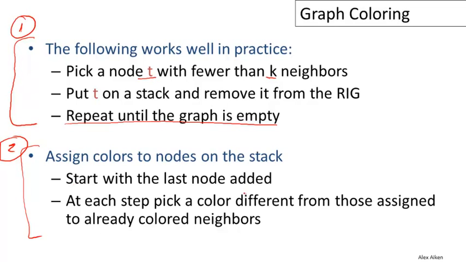So then we look at its neighbors. Since we had fewer than k neighbors at the time it was deleted, it will have fewer than k at the time it's added back in. There will be a color available for it. We color it, and then we repeat by picking another node from the stack, and we do that until all the nodes of the graph have been processed.